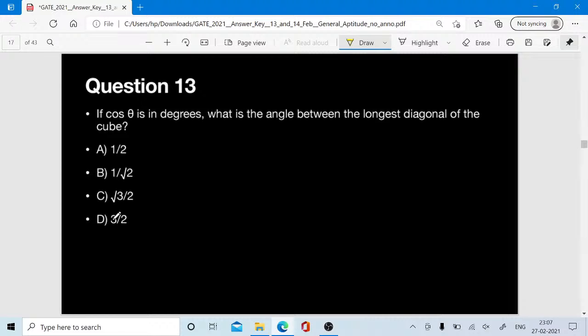Yes. If cos theta is in degrees, what is the angle between the longest diagonals of the cube? What is the angle between the longest diagonals of the cube? So tell me the answer here, people. Longest diagonal of the cube, what will be its value? What will be its angle?